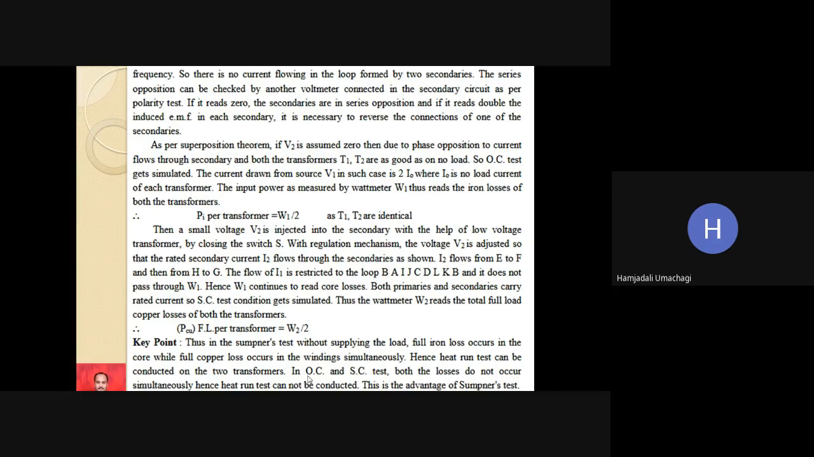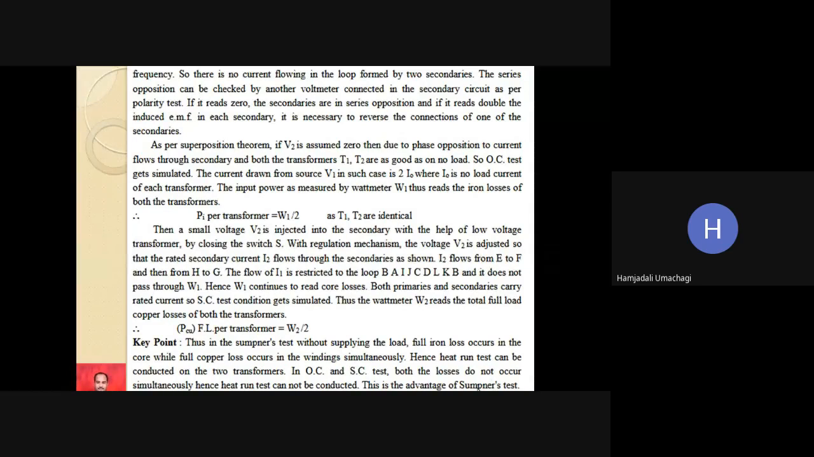Whereas in OC and SC test, both the losses do not occur simultaneously. Yes or no? In OC and SC test, both the tests are conducted separately. Because of that, we cannot get the information of heat run test. This is the advantage of Sumpner test.